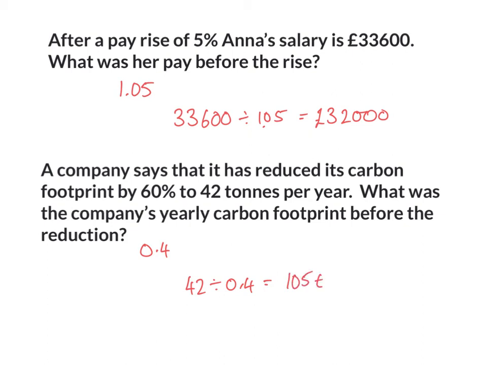But this way is quite nice because you use the multiplying factor like we have in previous videos and previous methods. But you do need to remember that because we are going backwards in time, we need to divide by that multiplying factor. So work out what the multiplying factor would have been, and then instead of multiplying by it, divide by it.